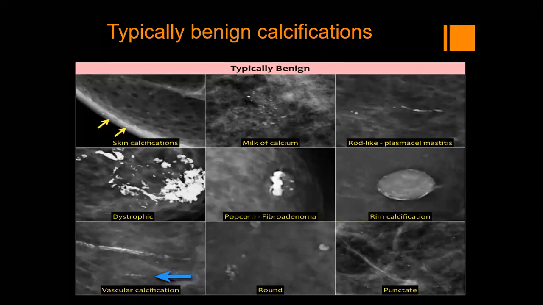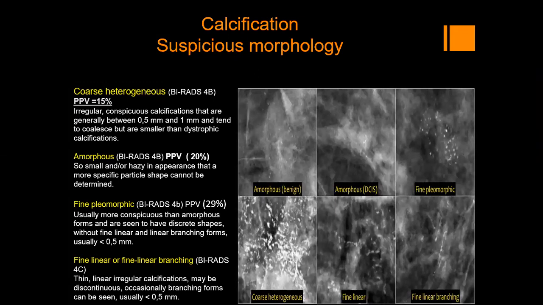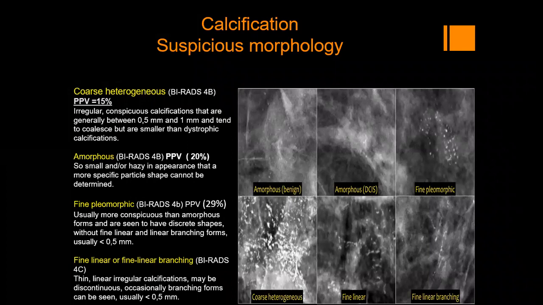If it is not a typically benign calcification by morphology, then it will be a suspicious type of morphology, including the coarse heterogeneous, amorphous and fine pleomorphic. The 3 represent BI-RADS 4B with increasing positive predictive value. The least is coarse heterogeneous, then amorphous, and then fine pleomorphic, more suspicious within BI-RADS 4B, while the fine linear branching represents BI-RADS 4C with a higher positive predictive value. This is the coarse heterogeneous, these are amorphous, pleomorphic, and this is branching. This is fine linear and fine linear branching. This is regarding the morphology.